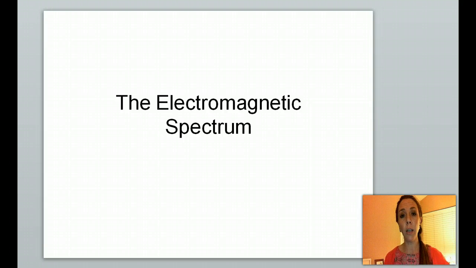We're, again, talking in context. You may have heard about the electromagnetic spectrum before, especially if you've taken physics. You probably had some introduction to it in your middle school science or even in biology.